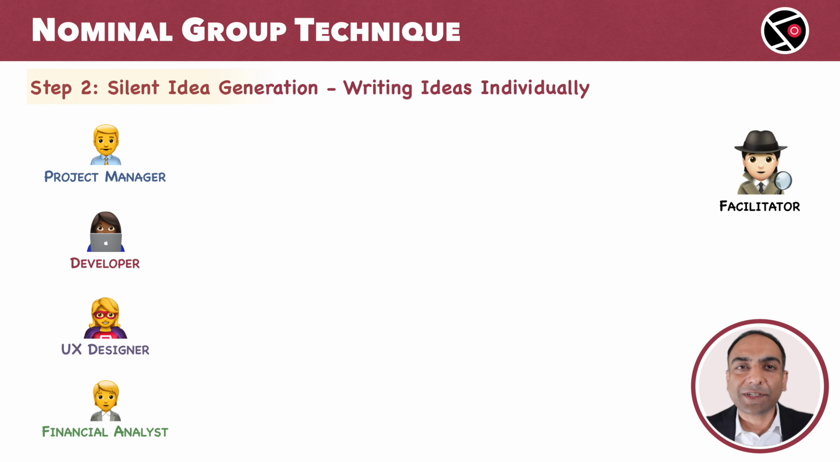Step 2. Silent idea generation. All participants work independent of each other and write down their ideas on sheets of paper. No ideas are shared at this stage.